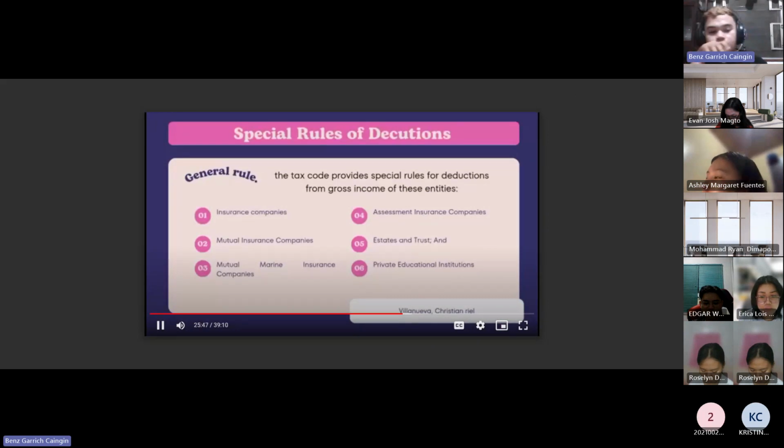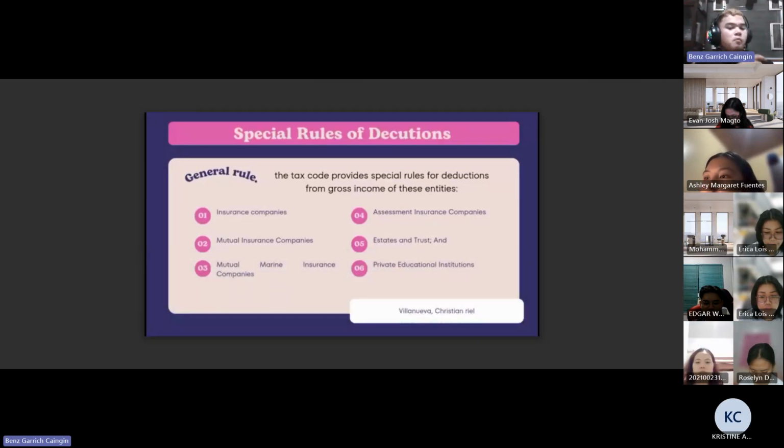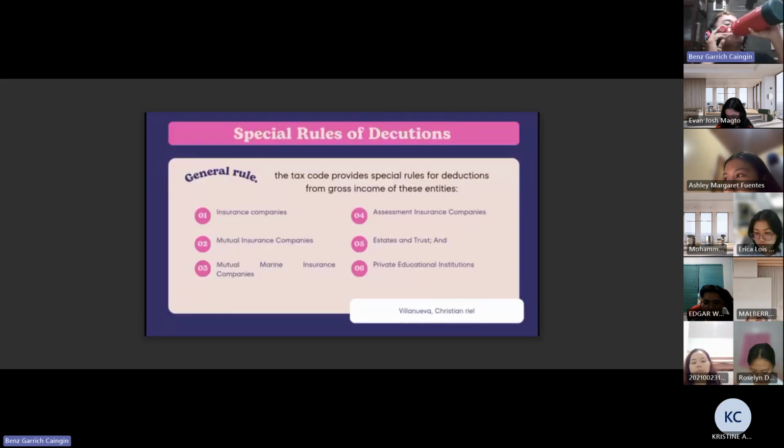So, special deductions, special rules for deductions. The tax code provides special rules for deductions from gross income for these entities: insurance companies, mutual insurance companies, mutual marine insurance companies, assessment insurance companies, estates and trusts, and private educational institutions.